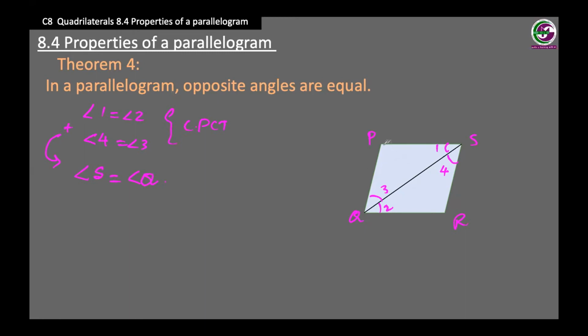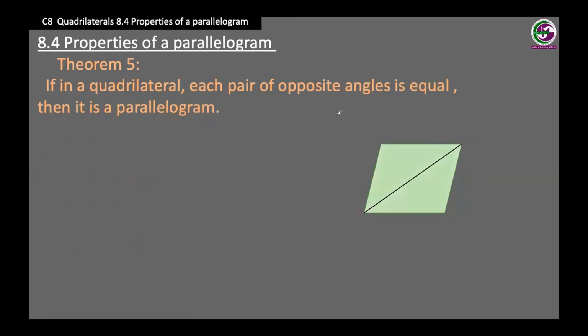Similarly, when you draw a diagonal from P to R, joining PR, we also get that angle P is equal to angle R, which means opposite angles in a parallelogram are equal. Moving on to theorem 5.